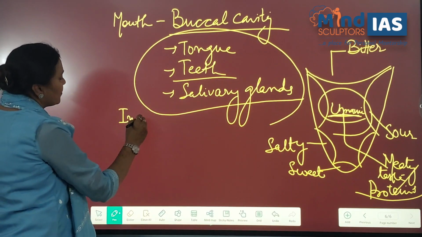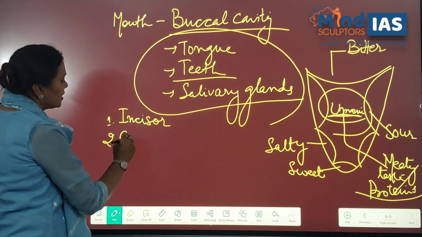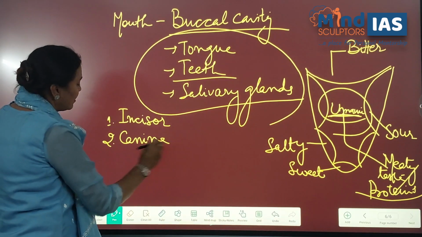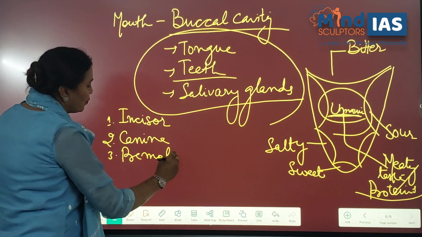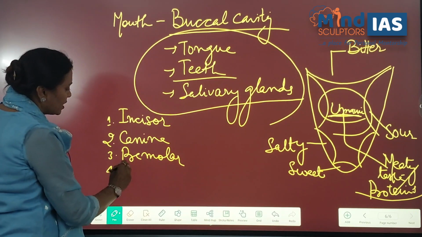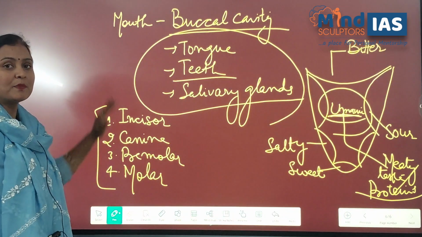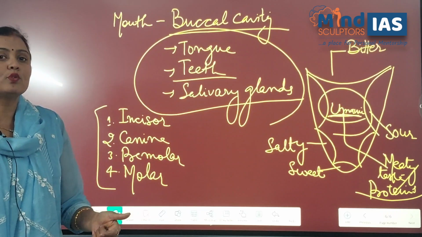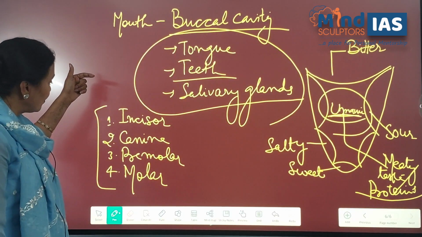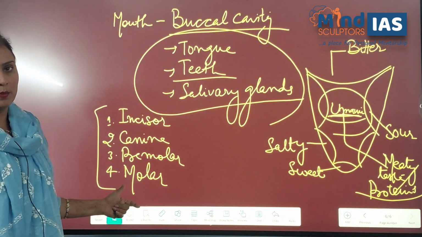If you see, we have 4 types of teeth. First is your incisor, second is canine, third one is premolar, and fourth one is your molar. So you have to remember the names in this sequence only, because the dental formula which we are going to deal with has numbers and they follow the numbers in the same sequence.